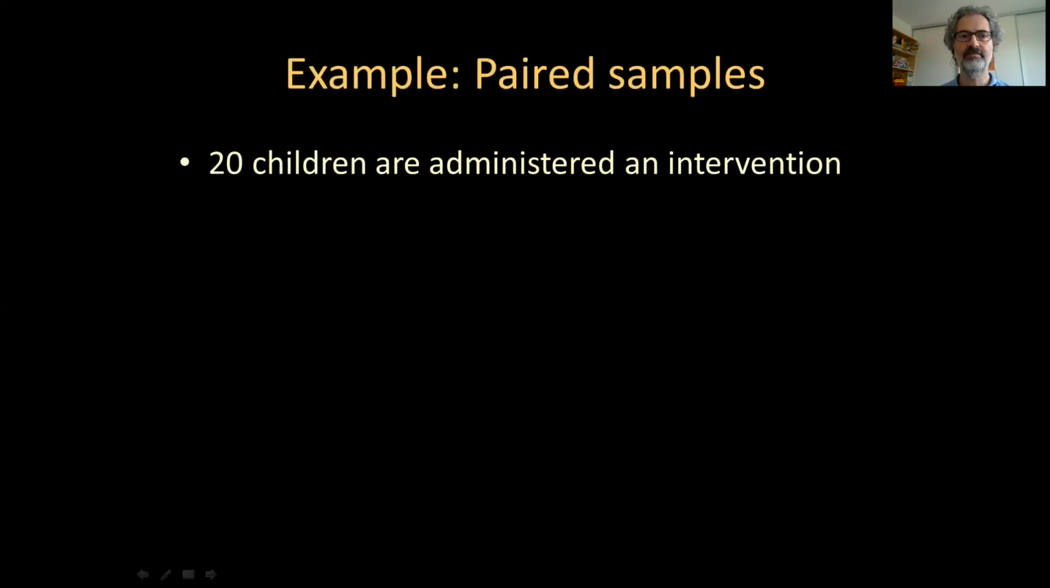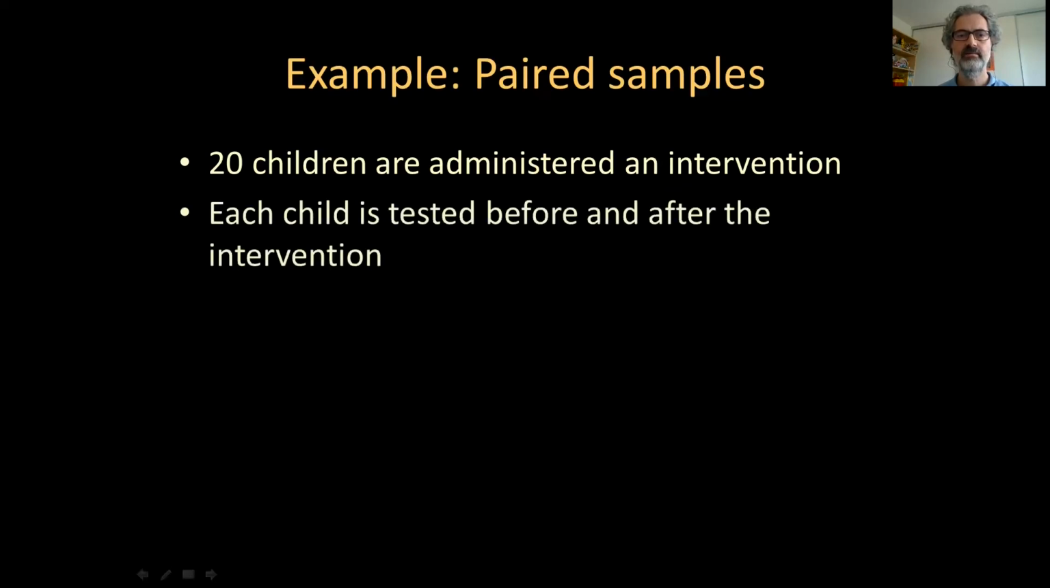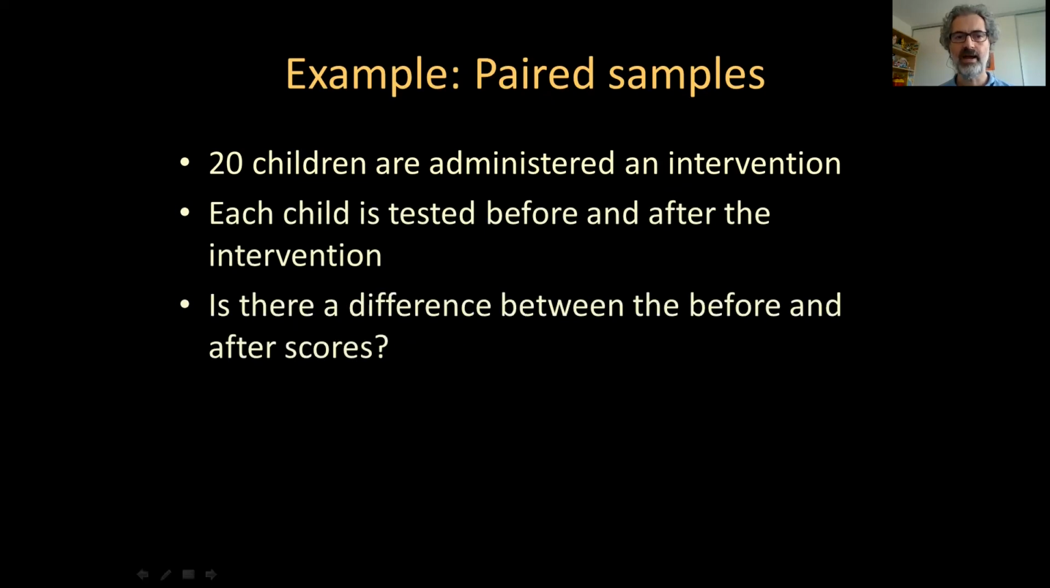We will use our familiar situation with the 20 children that were administered an intervention, were tested before and after the intervention, and we ask if there is a difference between the before and after scores. How can this be approached? Non-parametrically. So not with a paired samples t-test, but with a non-parametric test for paired samples.